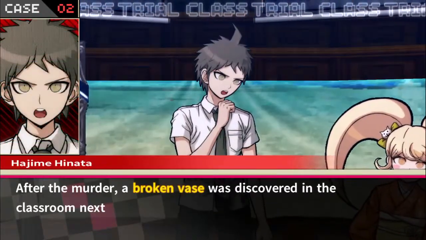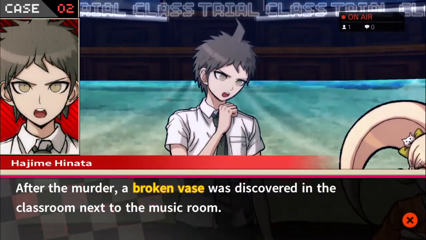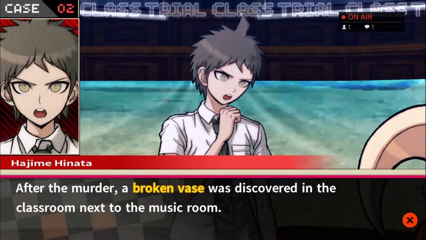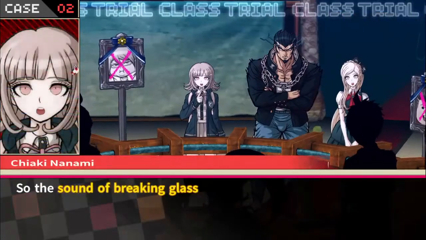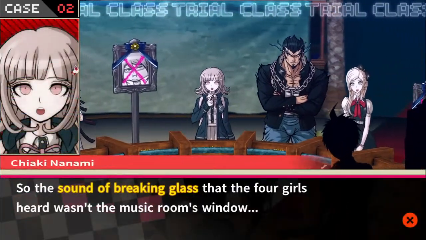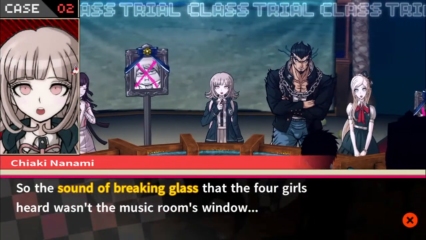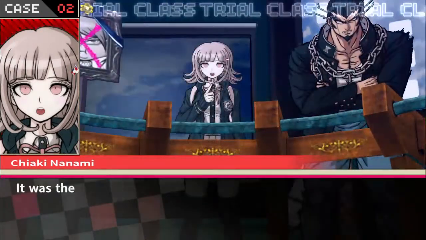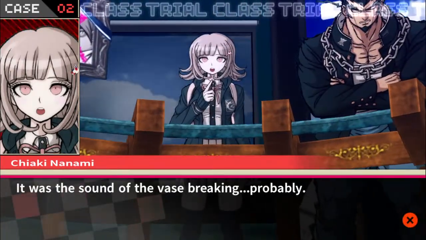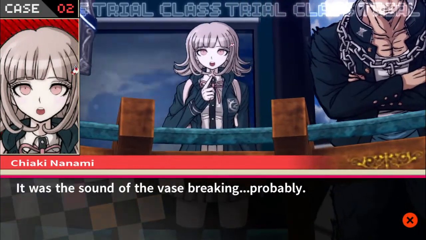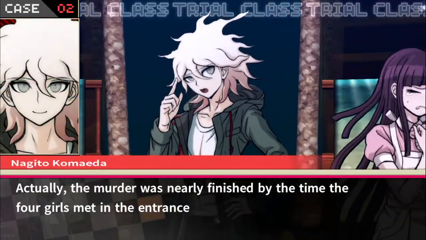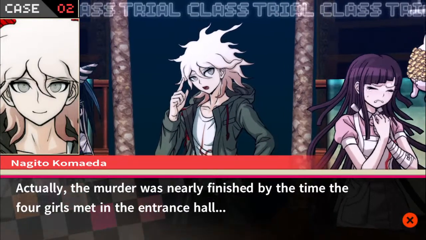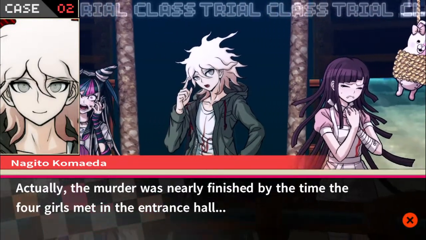After the murder, a broken vase was discovered in the classroom next to the music room. So the sound of breaking glass that the 4 girls heard wasn't the music room's window. It was the sound of the vase breaking. Probably. Actually, the murder was nearly finished by the time the 4 girls met in the entrance hall.